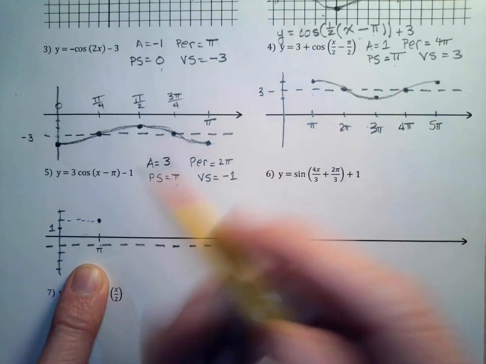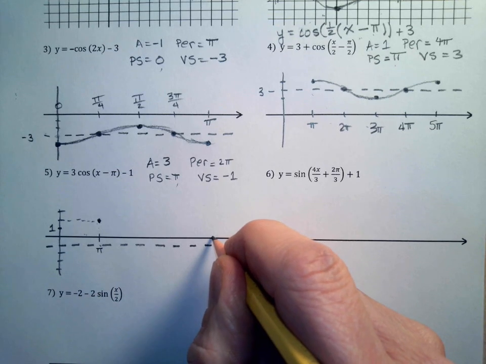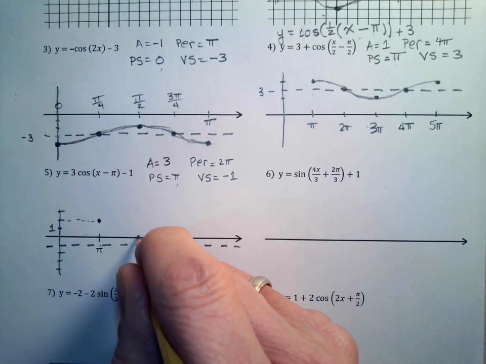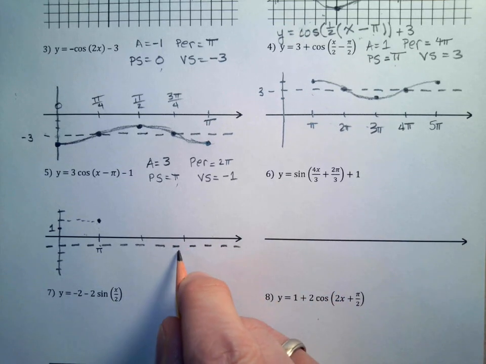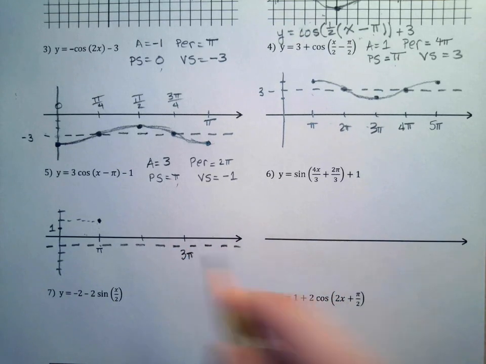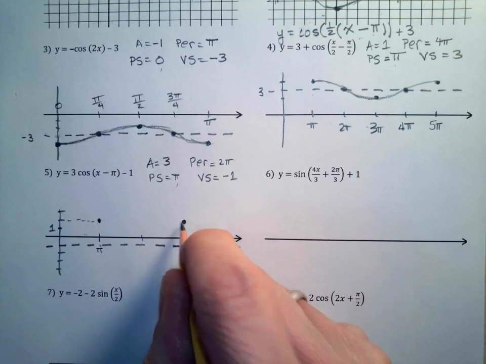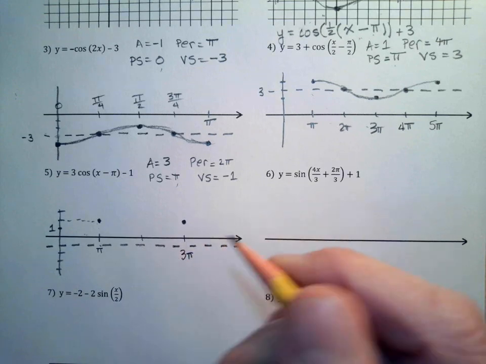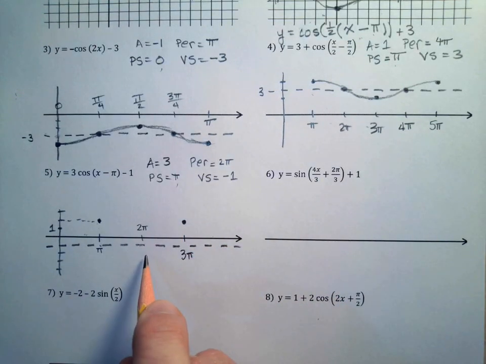And then we want to go a period away, so we should be at 3 pi. So let's see, that's pi, that's another pi, that's another pi. So we're at 3 pi. And that's also 2 above. Halfway between, we're at 2 pi. I'm going to put that up above because it's out of our way then.